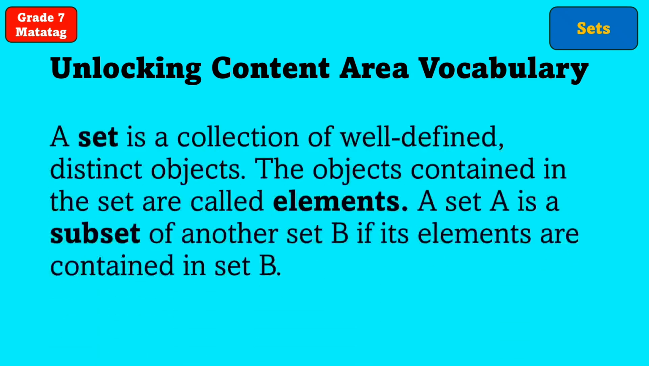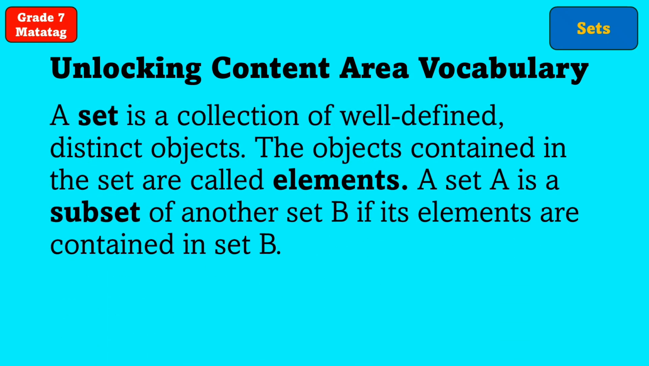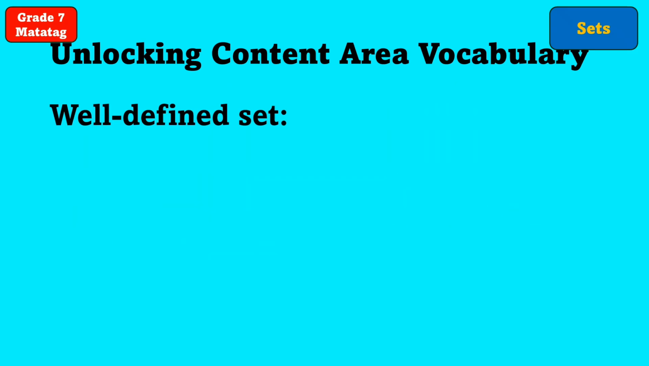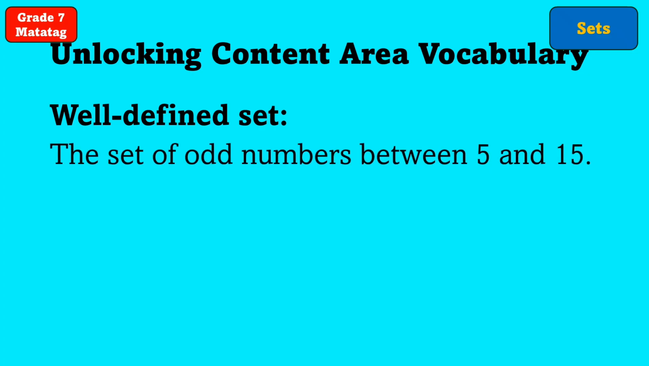What is a set? A set is a collection of well defined, distinct objects. The objects contained in the set are called elements. What do you mean by well defined? Okay, let's have these examples. The set of odd numbers between 5 and 15. So, what are the elements found in this set? You may begin with 7, 9, 11, and 13. So, these four elements are all odd numbers between 5 and 15.